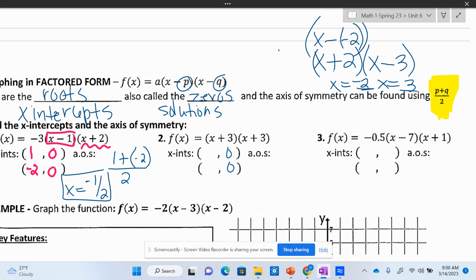Yeah, they're both -3, because x plus 2 gives me a root of -3. So if I want to find the axis of symmetry, I have -3 plus -3 divided by 2. So that tells me that x equals what? X equals -3.